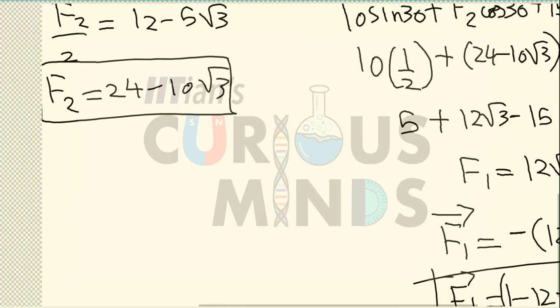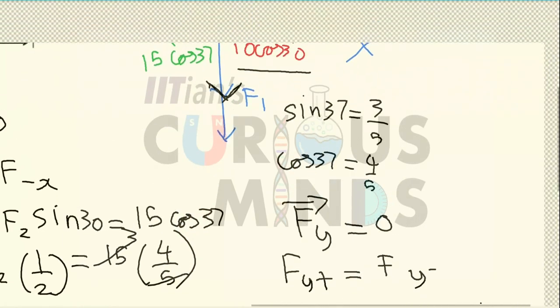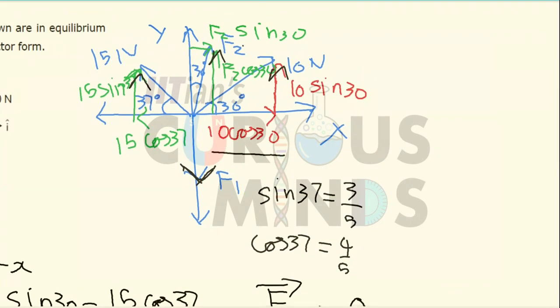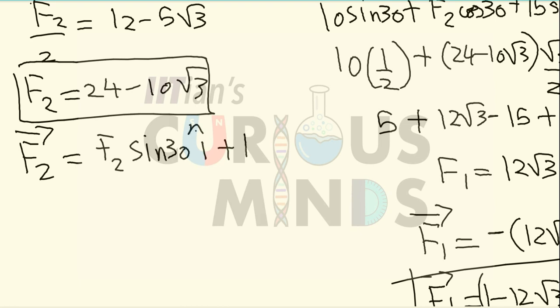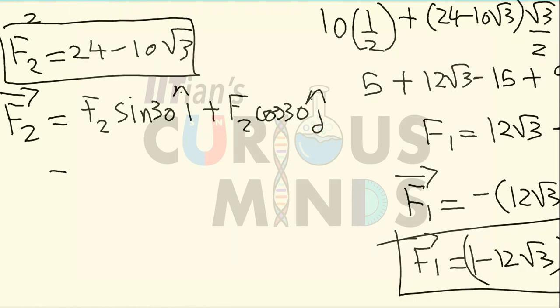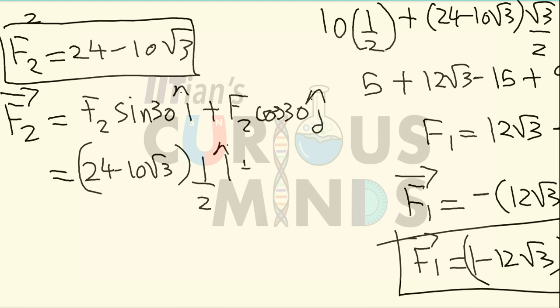Okay, now let us find out the unit vector of the F2 vector. Now for the F2 vector, I can clearly say the x component is F2 sin 30 and the y component is F2 cos 30. So basically F2 vector is equal to F2 sin 30 into i cap plus F2 cos 30 into j cap, which is equal to, I can say, 24 minus 10 root 3 into sin 30, which is half, into i cap, plus 24 minus 10 root 3 into cos 30, which is root 3 divided by 2, into j cap.